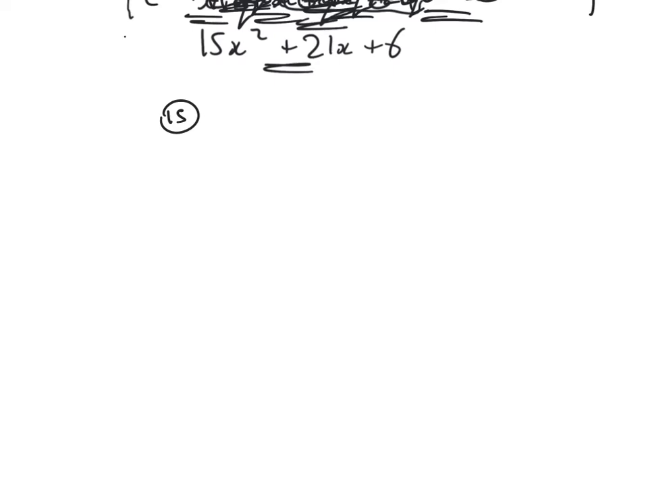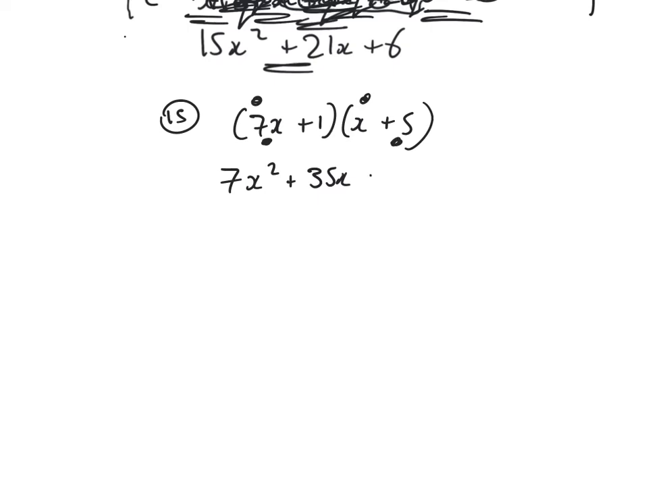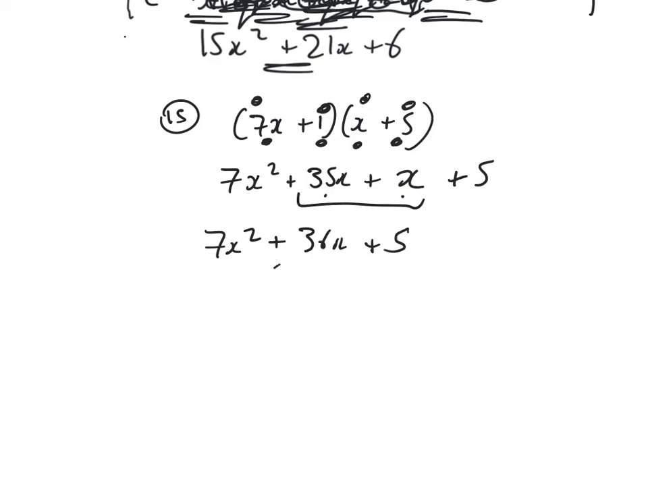Okay, example 15. (7x plus 1)(x plus 5). First, 7x times x is 7x squared. Outside, 7x times 5 is 35x. Insides 1 times x is 1x, and last 1 times 5 is 5, and then tidy up the middle. 7x squared plus 35x plus 1x is 36x, and I've got plus 5 at the end.